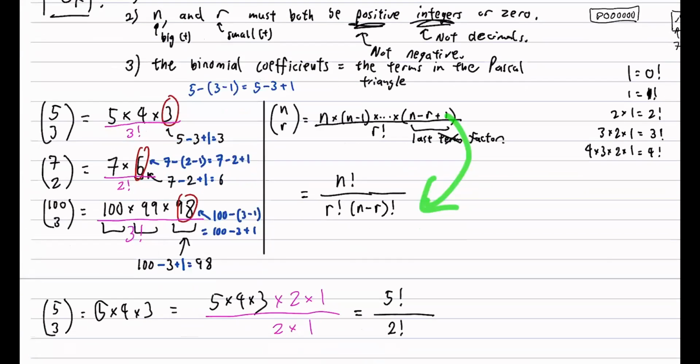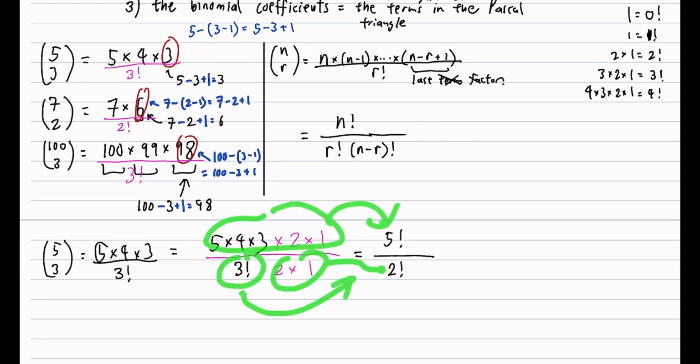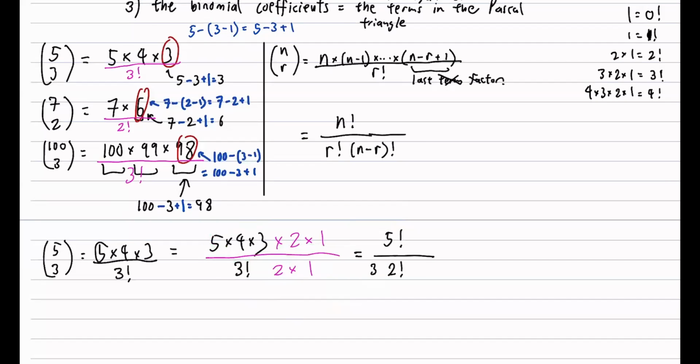In terms of the actual examples, 5 choose 3 would be 5 times 4 times 3 over 3 factorial, but I need the 3 factorial, so I multiply top and bottom by 2 times 1, which means that the numerator becomes 5 factorial. The denominator here becomes 3 factorial times 2 factorial. I need an extra 3 factorial here. Okay, let's try another example.